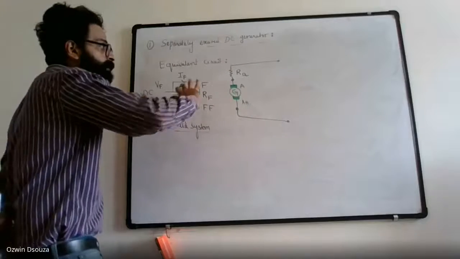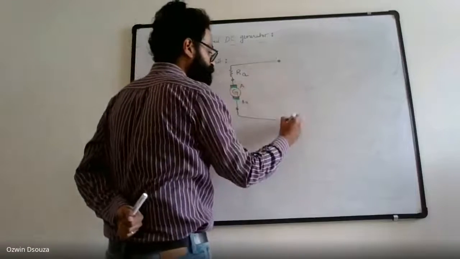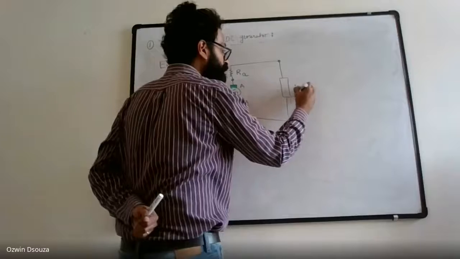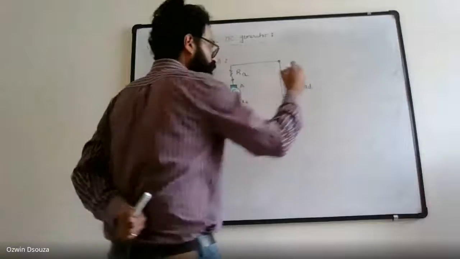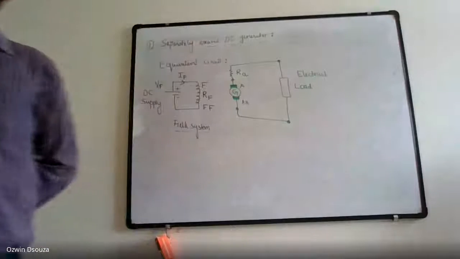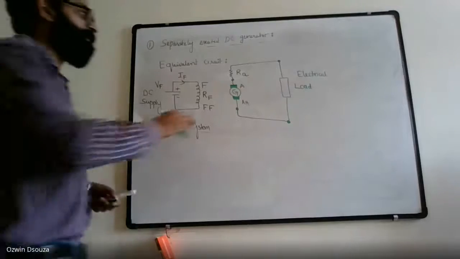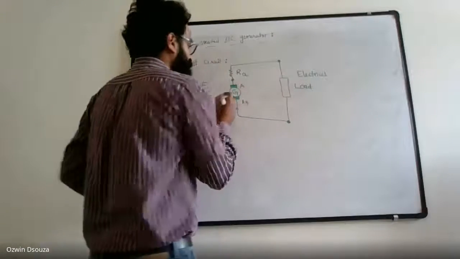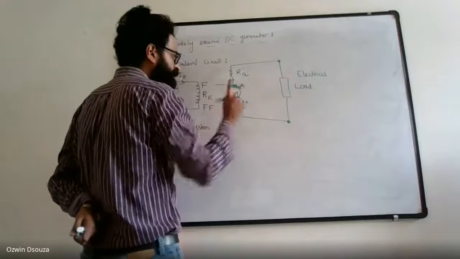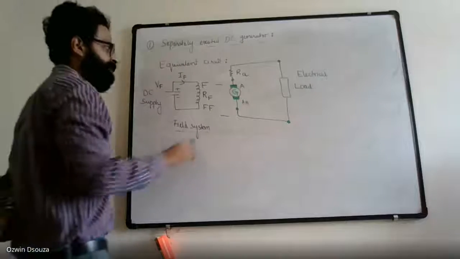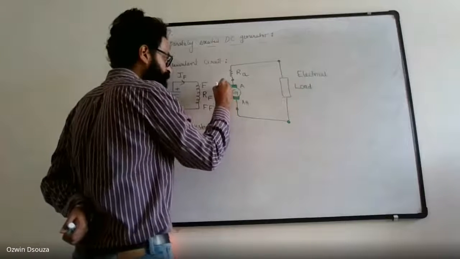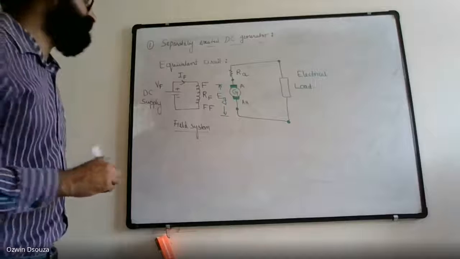And the terminals of the generator are connected to an electrical load. So this is your load. I can write electrical load, because when you say load, you shouldn't get confused with mechanical load. So it is connected to an electrical load. And the EMF which is present across the terminals of the generator, that is across A and double A, is called EG. That is the generated EMF.